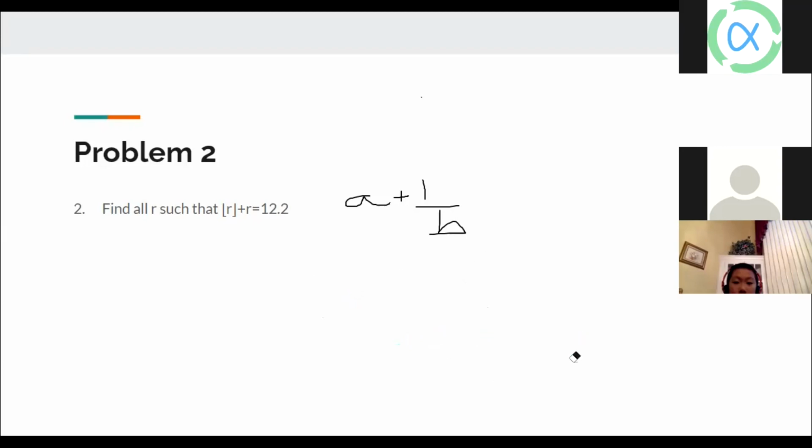That's a pretty important technique to use when you're solving these type of questions. So if you write it as a plus 1 over b, the floor function of that will be a, and you're adding a plus 1 over b to that.